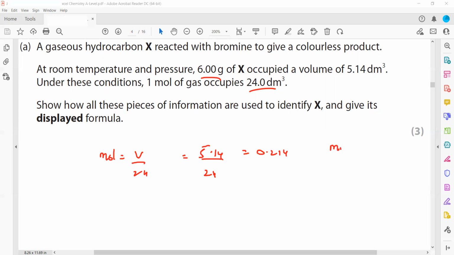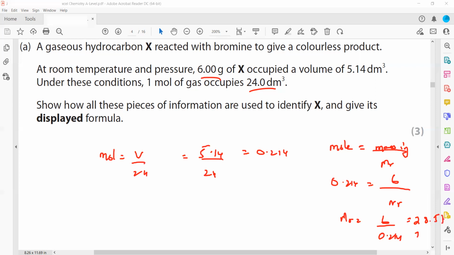And then we have the formula moles equal mass in gram divided by molar mass. So moles are 0.214. Molar mass we don't know, and mass in gram is how much? That was given in the question, 6. So molar mass will be 6 divided by 0.214. So 6 divided by 0.214 equals 28.5, which is about 29.